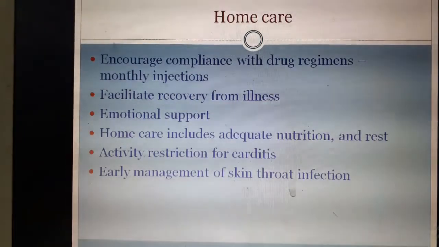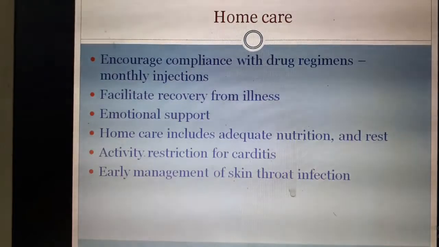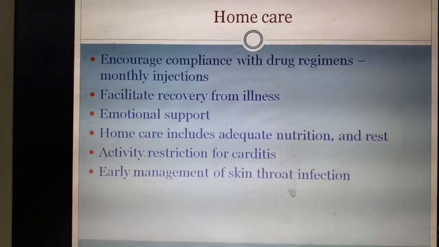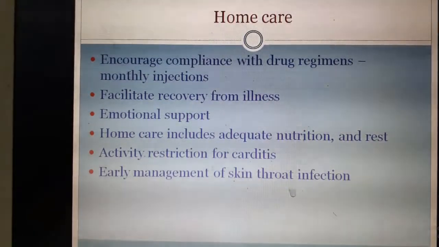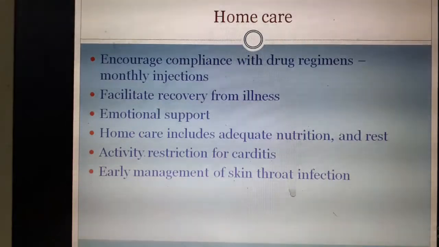You need to teach them about home care, which includes nutrition, rest, and activity restriction, especially avoiding strenuous exercise, and early management of any skin or throat infection, because that can again cause a serious complication called infective endocarditis, which I will be teaching you later.